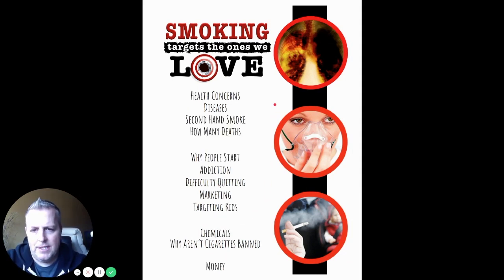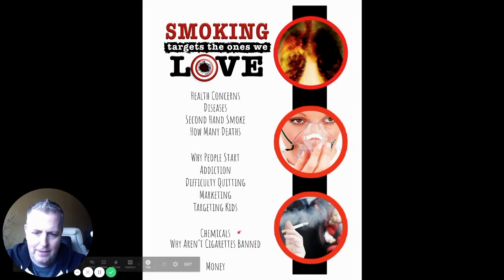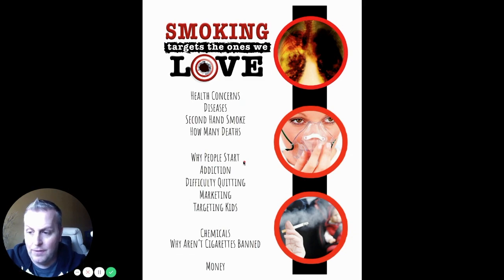So here is an example of it all broken down. We have health concerns, diseases, secondhand smoke, number of deaths. Then we have why people start, the addictive part of it, addiction, difficulty quitting. We have marketing and targeting kids all together. And then lastly, we could have chemicals and why aren't cigarettes banned based on the chemicals we find in them. And then lastly, there's a money piece here, which could probably go somewhere like, why do you want to start a habit that's going to cost you $15 a day or whatever cigarettes cost.